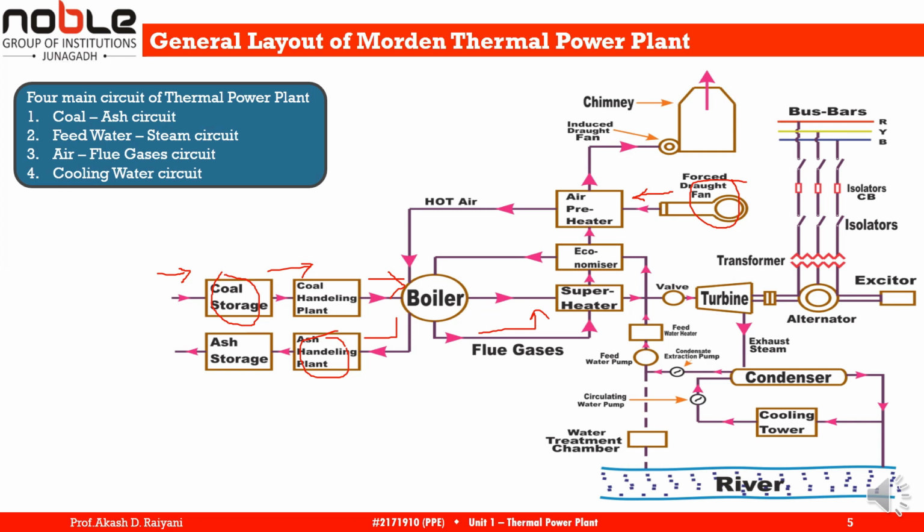Next one is the feed water and steam circuit. It consists of condensate extraction pump, condenser, feed water heater, deaerator, feed pump, economizer, boiler, superheater, steam turbine and generator. The condensed steam is known as condensate. It is extracted from the condenser by the condensate extraction pump. Here it is the condensate extraction pump. It will extract condensate from the condenser.